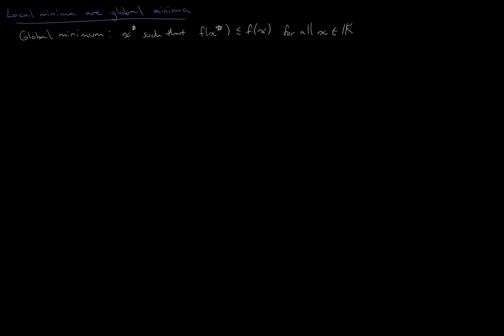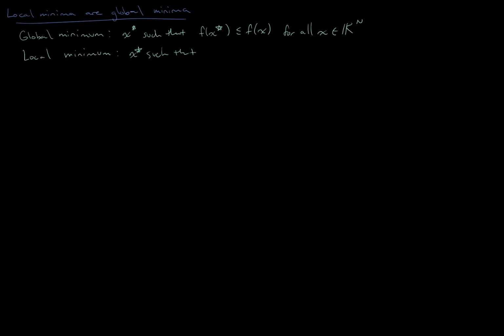Okay, so the first claim is that for convex functions, a local minimum is always a global minimum. So before I justify this a little bit more, let me first make sure we're all clear on what we mean by a global and local minimum. A global minimum is exactly what we've been talking about throughout this course. It's an x star such that f(x star) is less than or equal to f(x) for all other x in R^n. A local minimum is an x star such that there exists some small neighborhood around x star where x star is the minimum of f within that neighborhood.